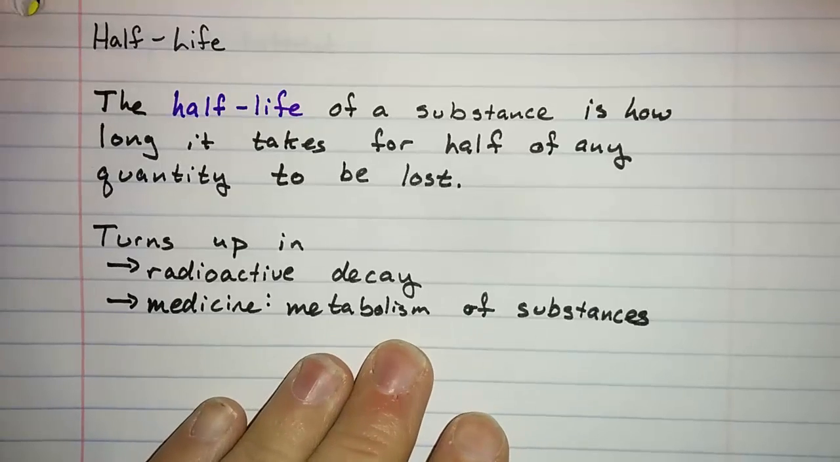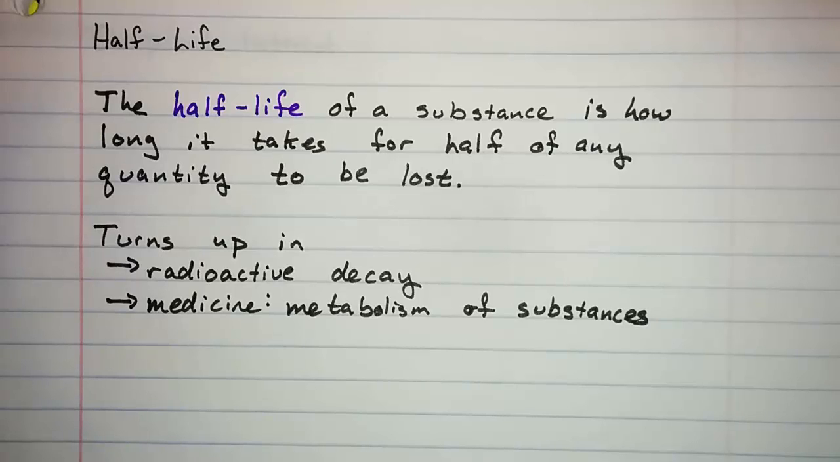In medicine, we might say that a certain drug has a half-life of 90 minutes. That means if we administer 500 milligrams of the drug now, go away and check back with the patient in 90 minutes, he's only going to have 250 milligrams of the drug left in his system.